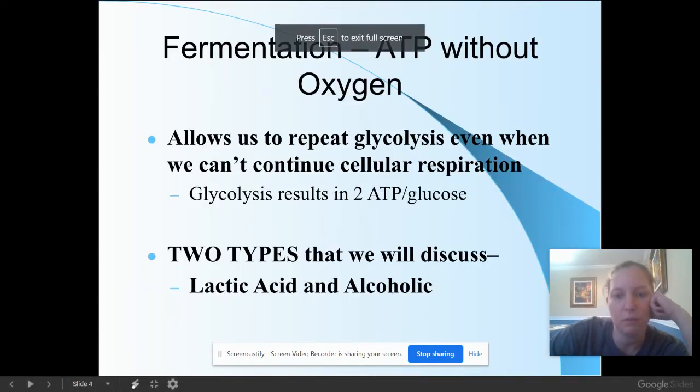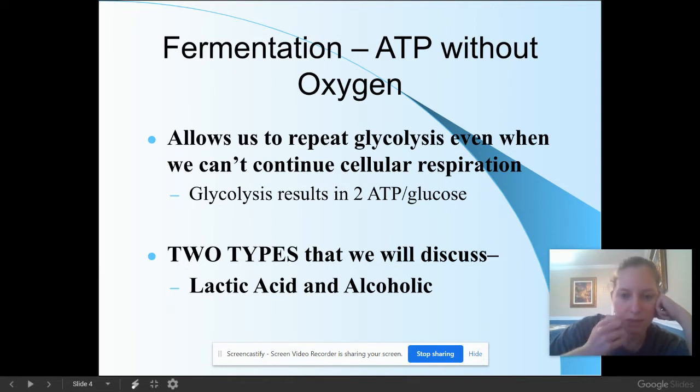Okay, so in this video today, we're talking about fermentation. This is a process that happens in cells when oxygen is not present, so this is an anaerobic process. This process allows organisms to repeat glycolysis, to keep completing glycolysis, even when we can't continue the rest of aerobic cellular respiration. Remember, glycolysis still results in 2 ATP per glucose. So the benefit to fermentation is that we're able to still make at least a small amount of energy even when oxygen is not available.